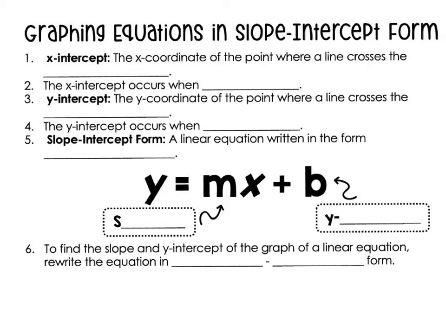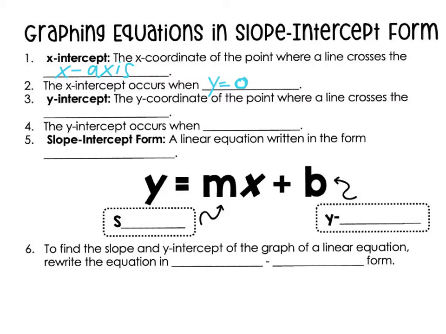Before we get to that though, we're going to talk about the x-intercept. This isn't really that important for this year. You will talk about this in algebra more, but it's just like your y-intercept. It's the x-coordinate of the point where a line crosses the x-axis. And the x-intercept occurs when y equals 0. So if we were doing our tables and y equaled 0, that would be your x-intercept.